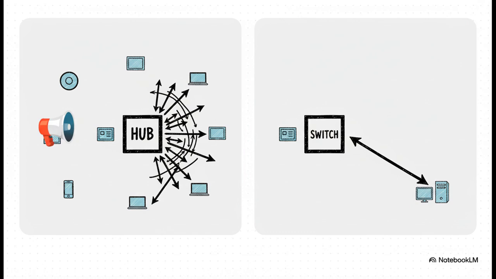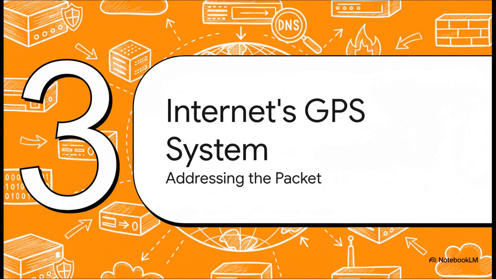Before switches, we had these things called hubs. And a hub? Well, it was like a town crier. It just shouted every single message to every single device on the network, creating a ton of noise and congestion. A switch is so much smarter. It's like a private messenger. It reads a special hardware address called a MAC address and delivers the packet only to the right recipient. It's incredibly efficient. So our packet is now zipping around the local network.